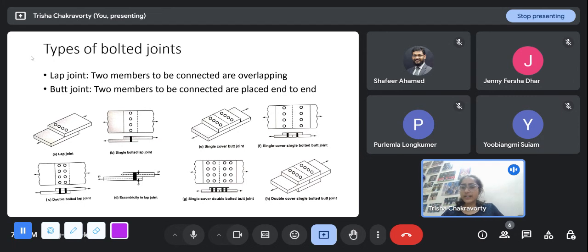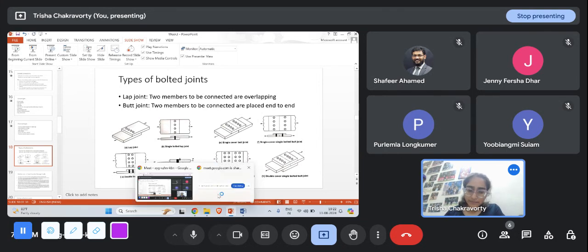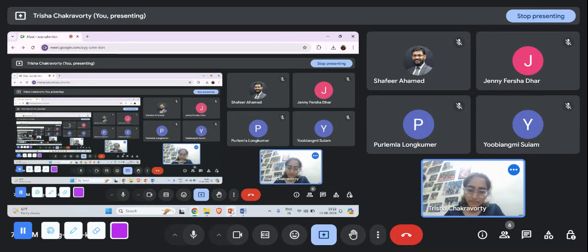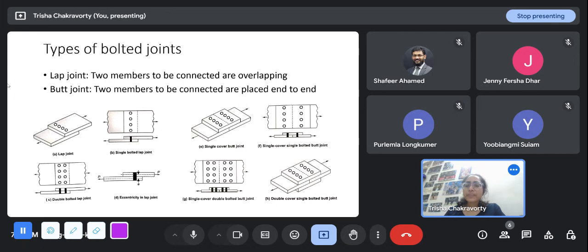Now we move on to the types of bolted joints. So there are two types of bolted joints, the lap joint and the butt joint. Lap joint, these four are lap joints. See here, the two members to be connected are overlapping. They are overlapped like this, and the bolt is applied. This is a cross section. This is the top view. This is the isometric view. Isometric view means a 3D view. This is the top view.